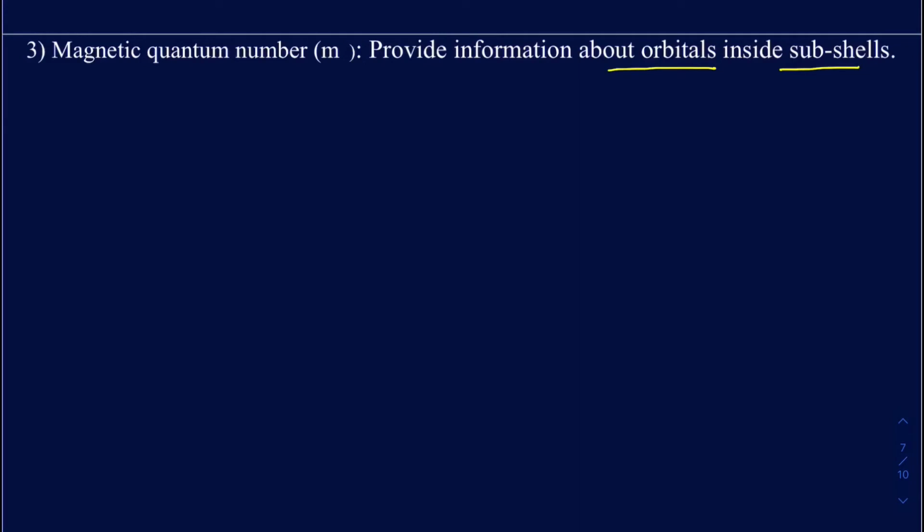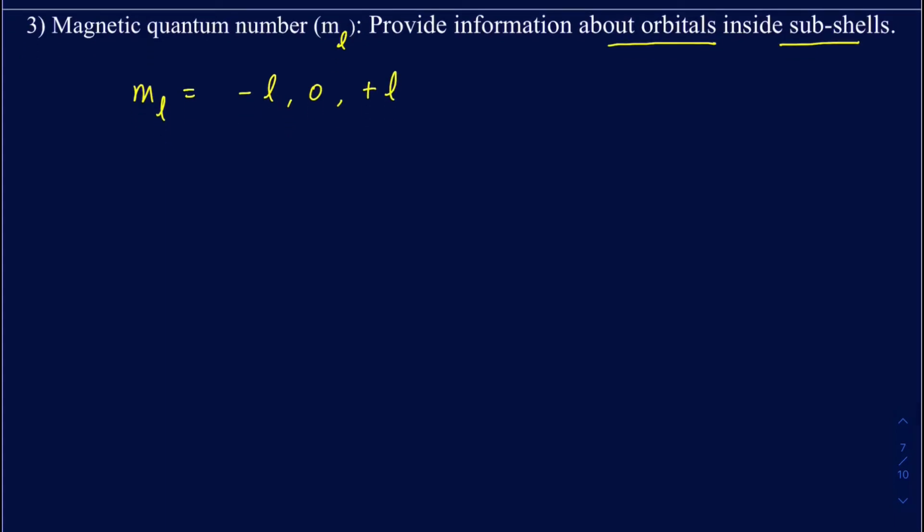Okay, so the symbol for the magnetic quantum number is going to be m sub L, and the value of m sub L is going to go from minus L, passing through 0, all the way to positive L. So for example, if my L is 0, then the m sub L value is going to be just 0, because writing minus 0 and plus 0 doesn't really make any difference.